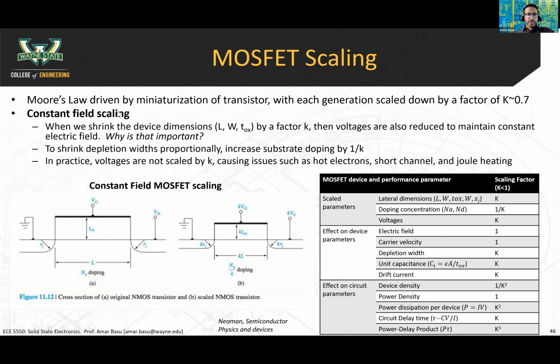And in particular, it talked about something called constant field scaling. This provided a framework for being able to make the MOSFET smaller and smaller, and to be able to predict how the behavior of the MOSFETs would change as they were scaled down. Okay, so let's talk about this.